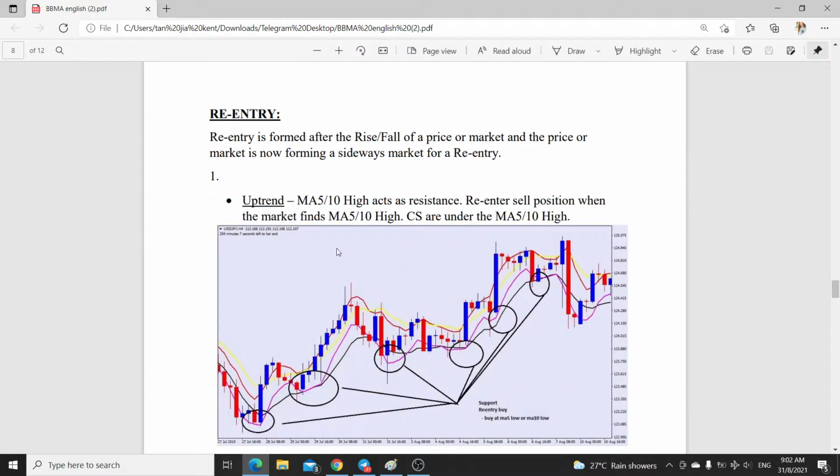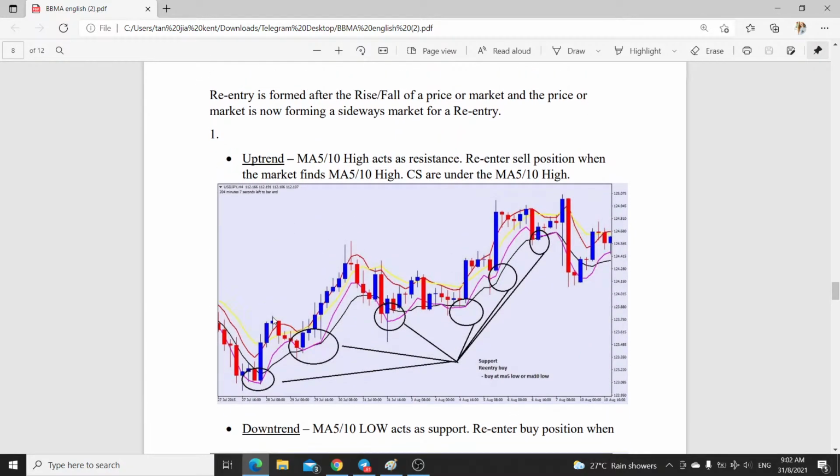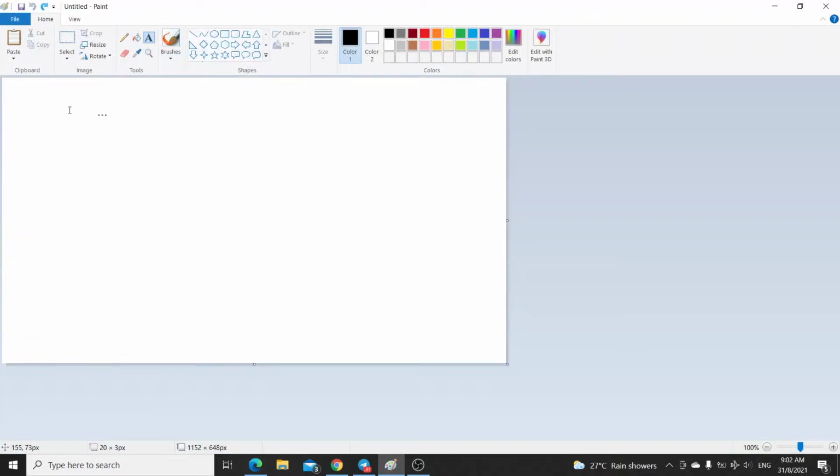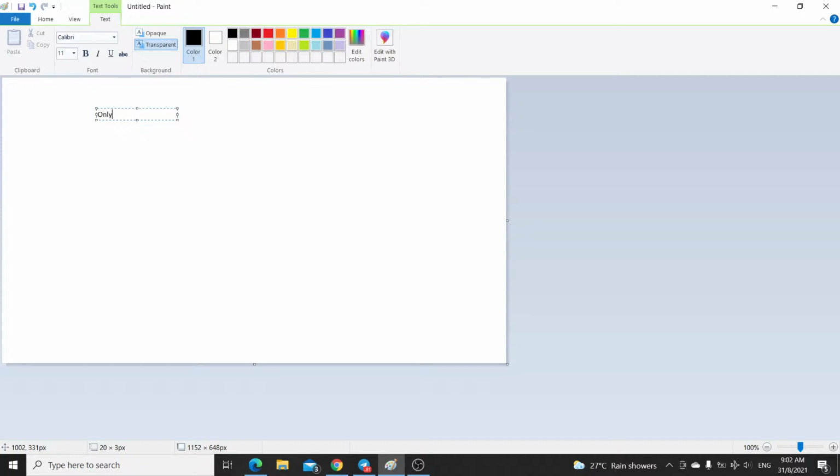So what is re-entry? Like I told you, your only way to enter the market is from re-entry. So I'm going to write here: the only way to trade BBMA is from re-entry. There's no other entry. This is from Chico the master himself. He actually said many times that the only way to trade BBMA is from re-entry.